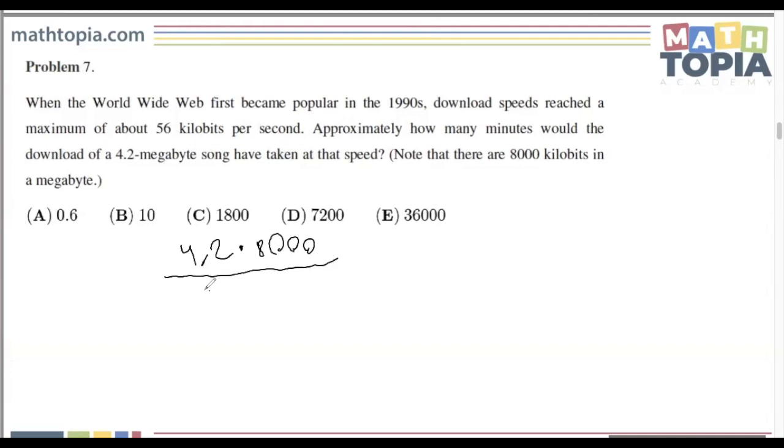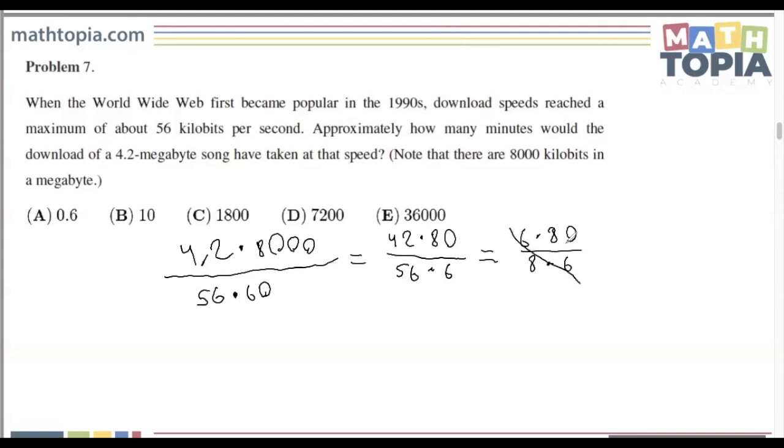How many kilobits in the 1990s can we download in a minute? Well, that's pretty simple. Since we can download 56 in a second, we can download 56 times 60 in a minute. So this is the amount we need to download, and this is the amount we can download in 1 minute. If we divide these two, we should get the amount of minutes it'll take. So we can eliminate some stuff, like, for example, make this a 42 and then remove a 0 from here and a 0 from here. So basically we removed 2 zeros from this number, one to make this a 42 and the other to make this a 6. And then we can cancel these in order to get 6 times 80 over 8 times 6. And then these cancel and these make 10. So it'll take 10 minutes.